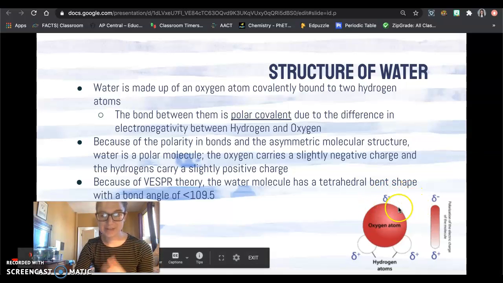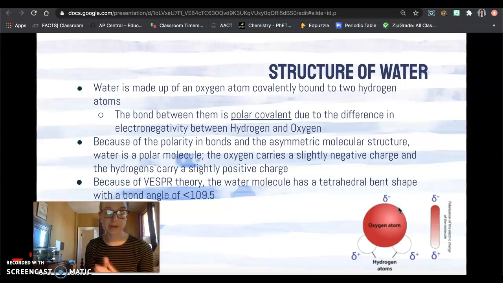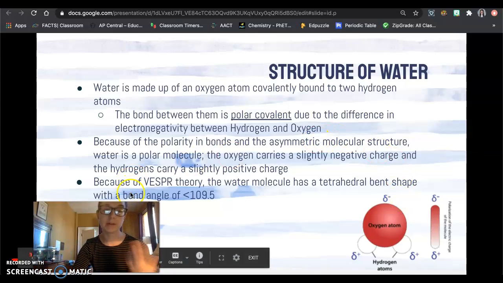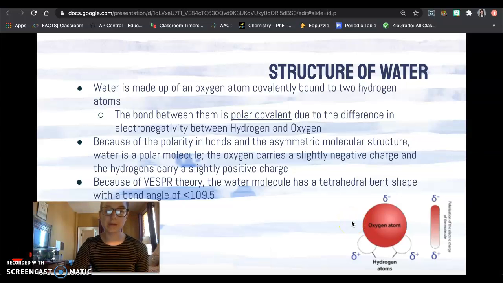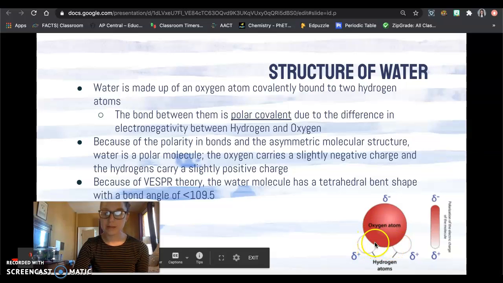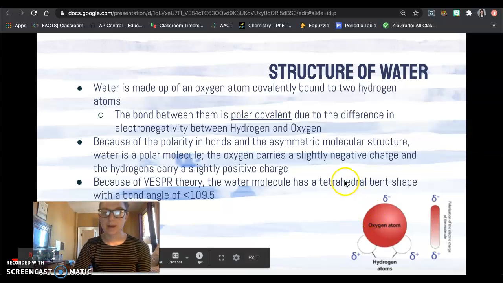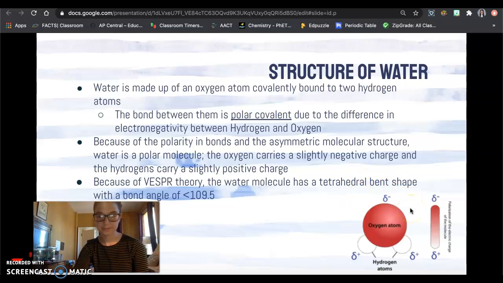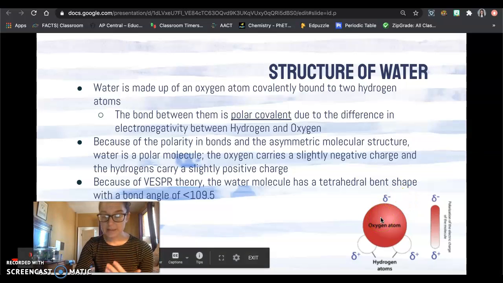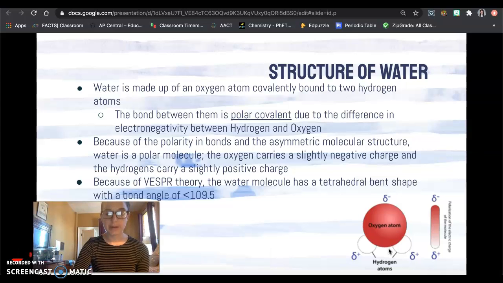So those lone pairs of electrons repulse one another because they are all negatively charged. So due to VSEPR theory, water molecules have a tetrahedral bent shape, and the bond angle between these two hydrogens, this angle here, is about 109.5 degrees, a little bit less, because they are pushed away by those other electrons around oxygen. Because it is bent, a bent molecular geometry has an asymmetric shape, which is kind of hard to grasp if you're thinking in 2 dimensions, because 2-dimensionally, this looks pretty symmetrical.